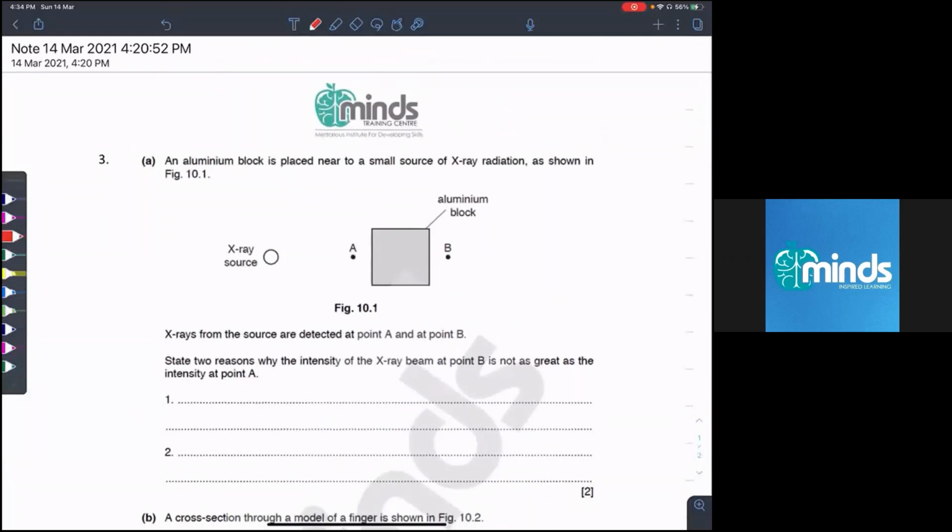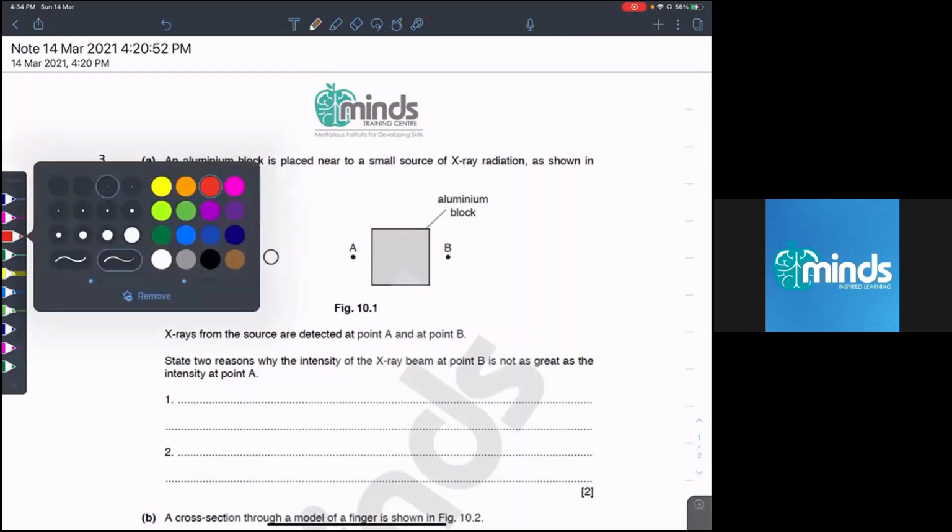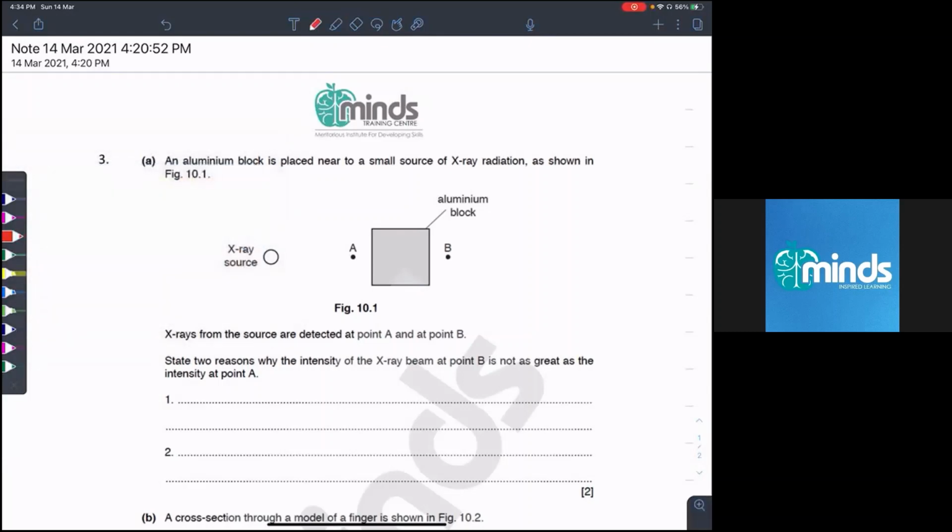An aluminum block is placed near to a small source of X-ray radiation as shown in figure 10.1. We have an X-ray source, we have an aluminum block, and there are 2 points marked A and B. X-rays from the source are detected at point A and at point B. State two reasons why the intensity of the X-ray beam at point B is not as great as the intensity at point A. Now see, there are a number of reasons for this.